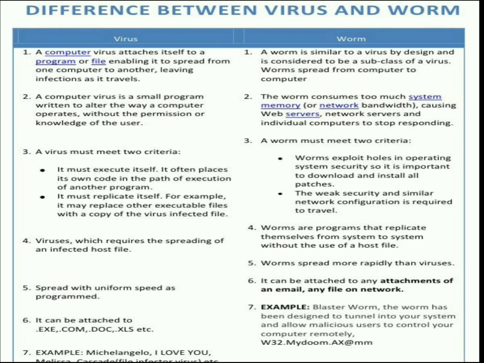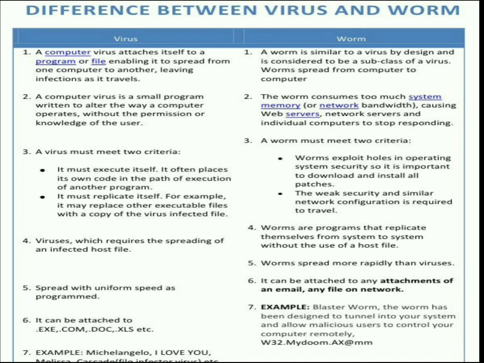Now, the difference between virus and worms, we will discuss it in detail. All four points are discussed once more here. You can read it clearly in this slide. A computer virus attaches itself to a program or file in the host, whereas a worm is considered to be a subclass of virus, and a worm spreads from one computer to another computer.